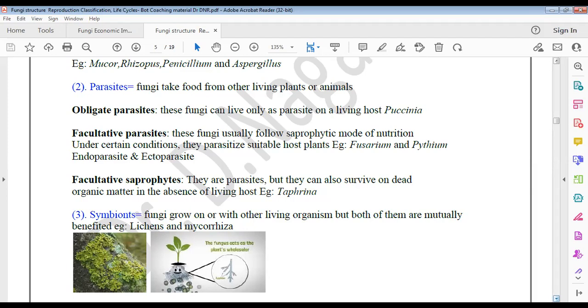Sir, if there is no host, what will happen? They can modify their habit and become saprophytes. That is facultative parasites, facultative saprophytes. If it is an obligate parasite like Puccinia and there is no host, they can't survive. The spores will die, and there is no chance of the next generation. If it is a facultative parasite, it can survive without the host as a saprophyte on dead organic matter, and whenever the host is available again, it will act as a parasite.